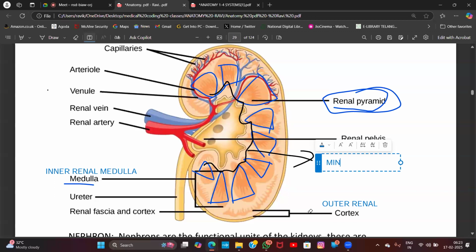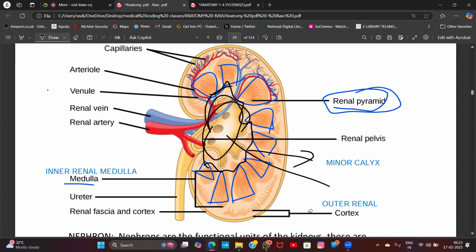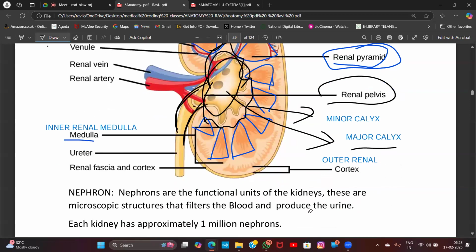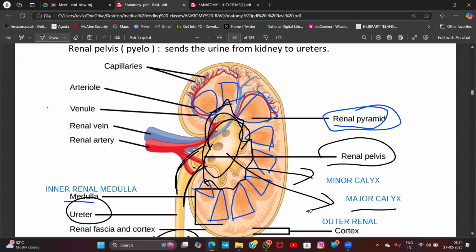These minor calyxes are fused to form a single major calyx. This major calyx leads to a structure called the renal pelvis. The renal pelvis leads to a tube called the ureters. The ureters lead to the urinary bladder, and the urinary bladder leads to the urethra.